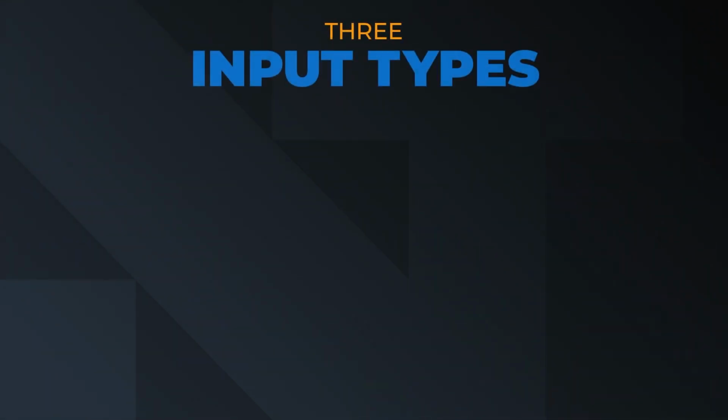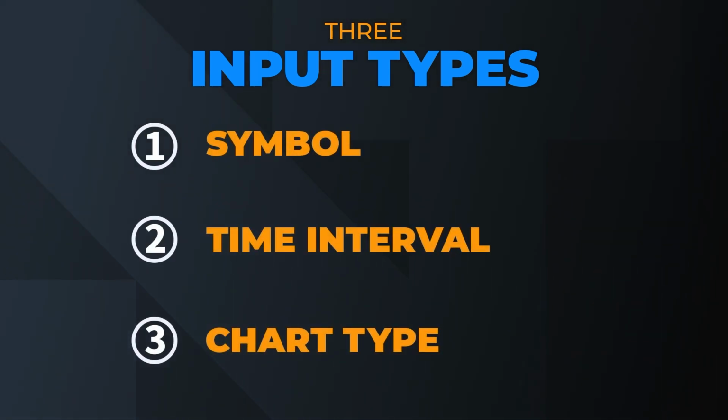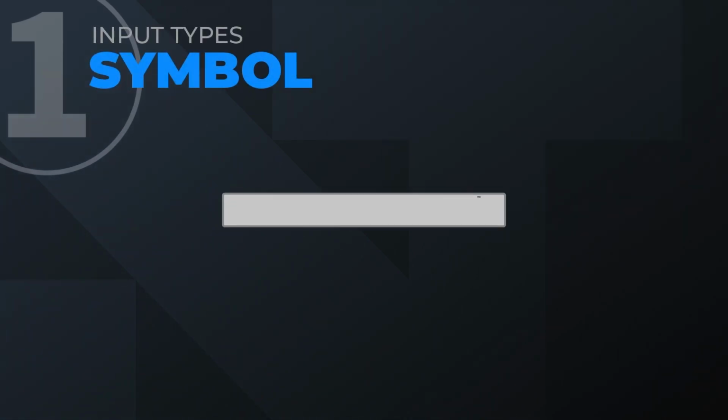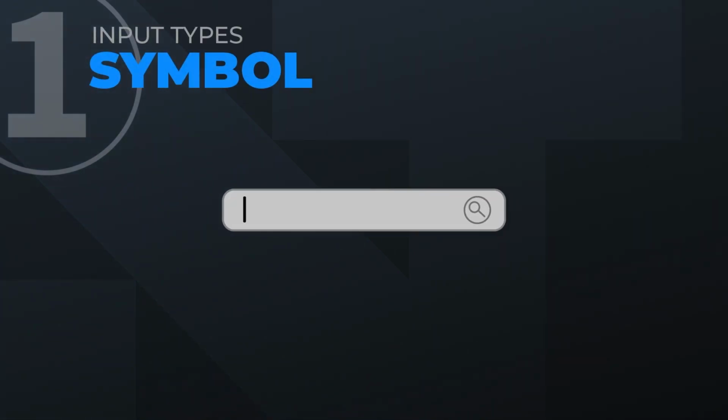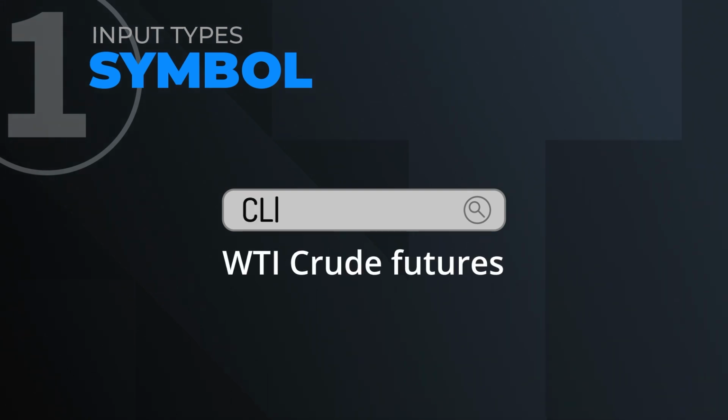There are 3 inputs that are necessary for creating a chart: symbol, time interval, and chart type. The symbol, or ticker, is the code used to identify a particular financial instrument. For example, ES pulls up the E-mini S&P 500 future, and CL represents WTI crude futures.